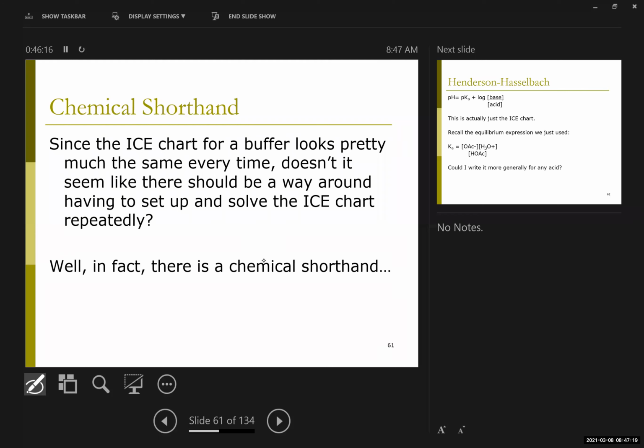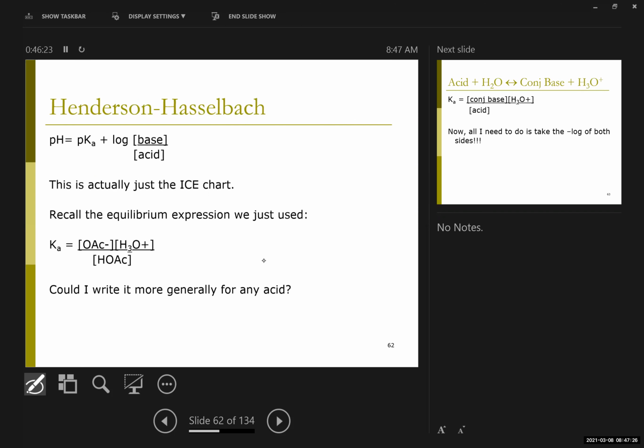But because of a little mathematical magic, for buffers it is possible to pre-package the solution to the pH problem using what's known as the Henderson-Hasselbalch equation. In fact, I would argue that this is nothing new, because the Henderson-Hasselbalch equation is really just the log of the Ka equation.